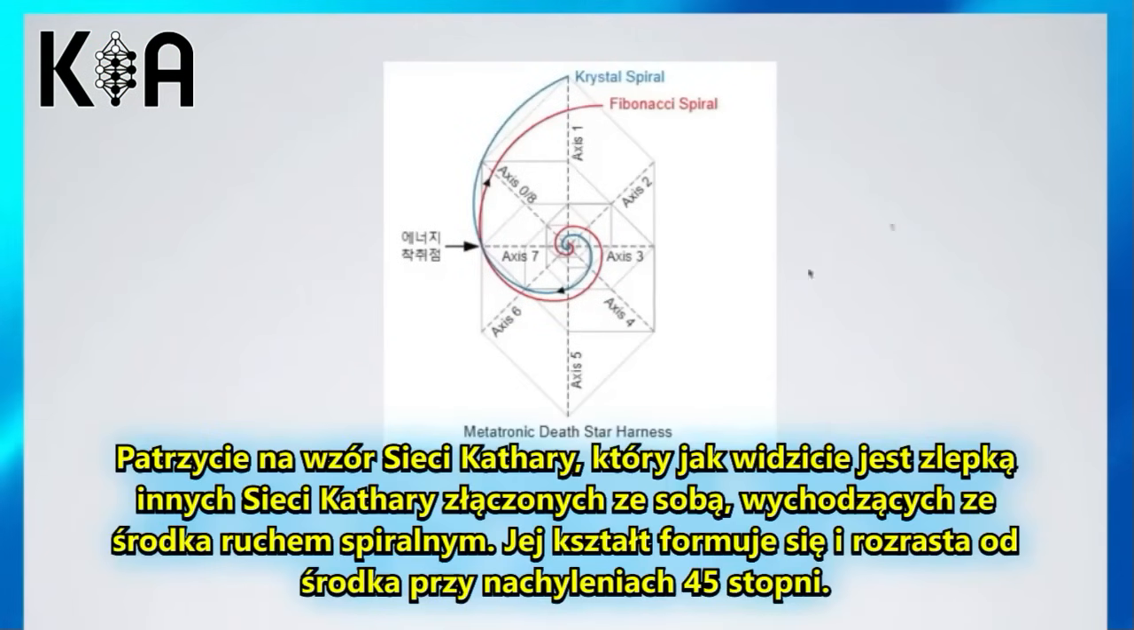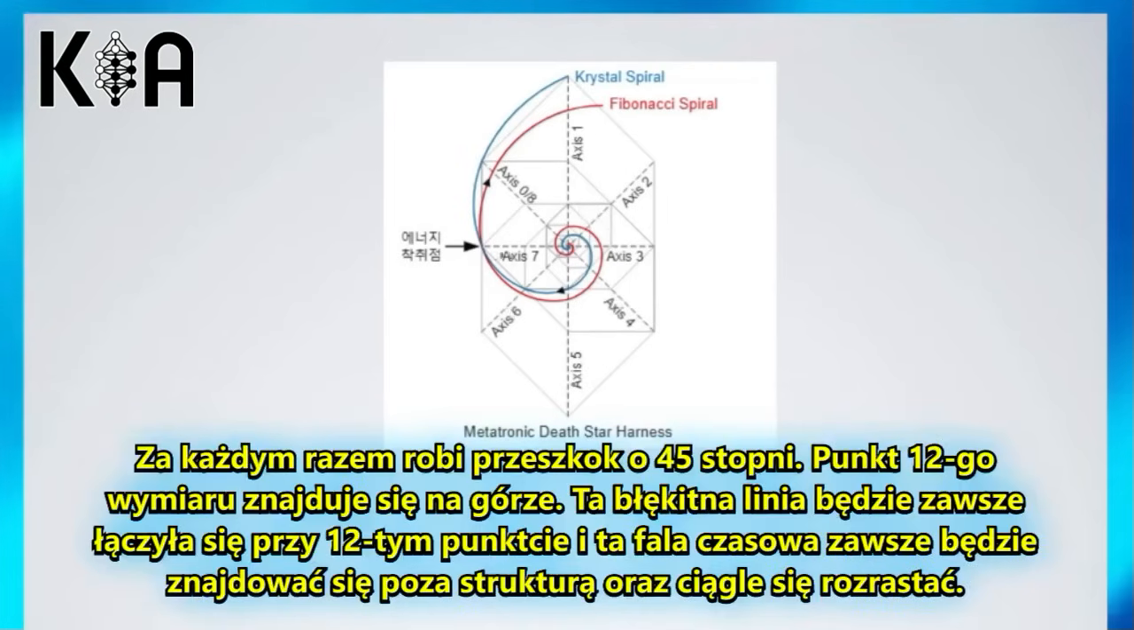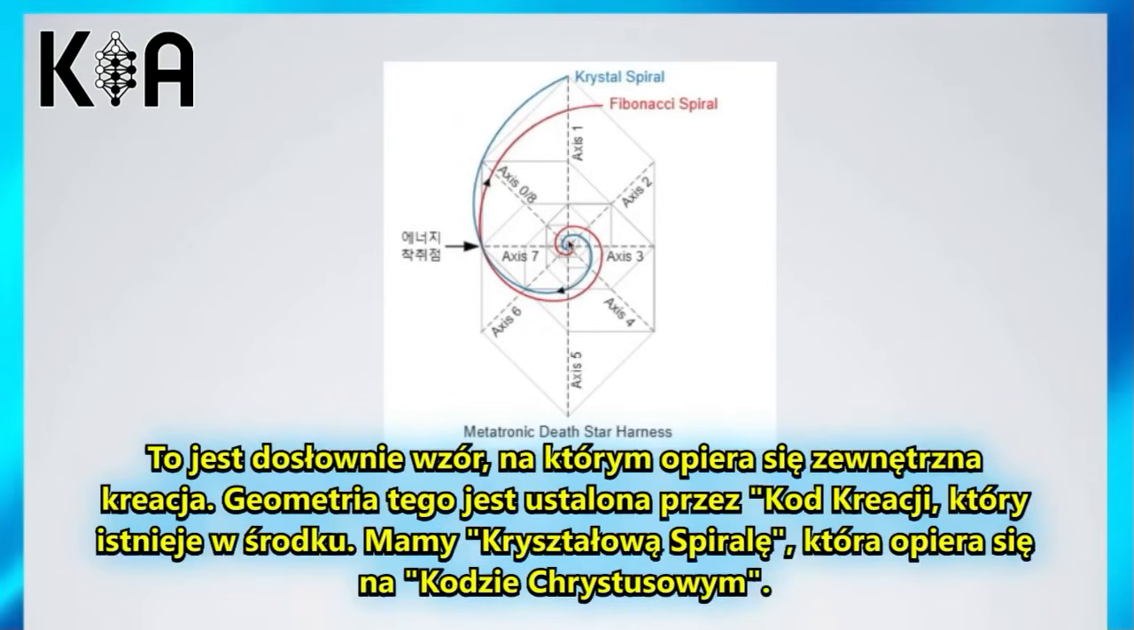Okay, so what you're looking at here is a Cathara grid template. And it's actually a series of Cathara grid templates that spiral out from the center. If you imagine this shape, it starts off tiny in the center, and then it goes through a series of 45-degree increment shifts. Each time it does the shift, the 12 points is at the top here. Imagine the blue line. It will connect to the 12 point as the time wave spirals outwards, here, here, here, and here. So it grows in size. This is literally the template that external creation is based upon.